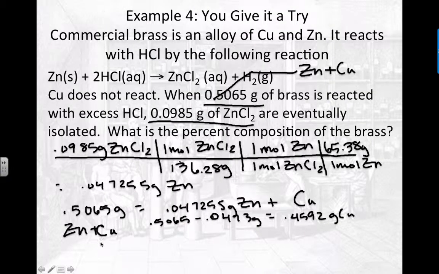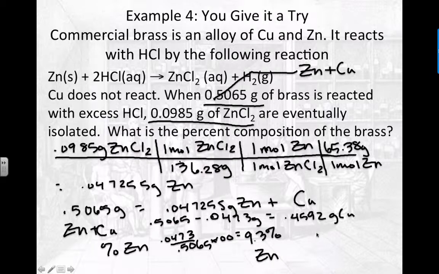So let's find the percent composition. So the percent of zinc in the brass is 0.0473 over 0.5065, and then multiply by 100 to get your percent. I got 9.3% is zinc, and the rest is going to be copper. So 100 minus 9.3 gives us 90.7% copper in your brass. That's a very high copper content for most brass, but that's the numbers we got.